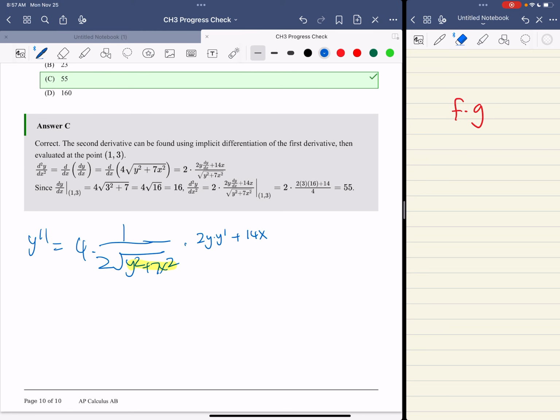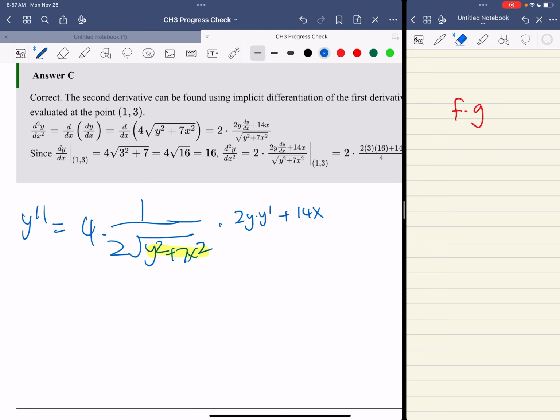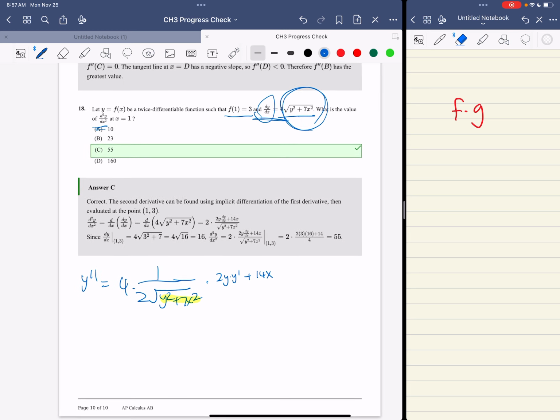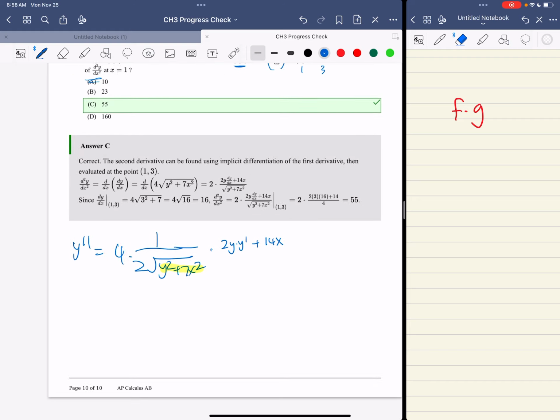Now, let's do one by one. And then you want to plug in 1. You know, y is equal to 3 when you plug in 1, right? So I'm going to plug in 1 for x and 3 for y. And also, do you see dy/dx? I'm going to plug in 1 and 3 here. So it's not going to be that difficult.